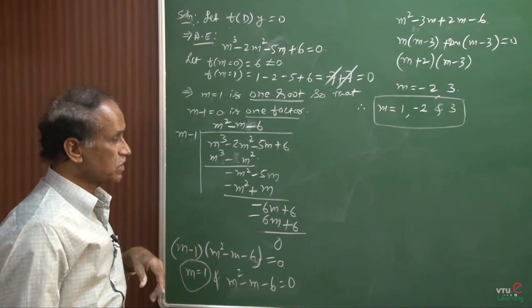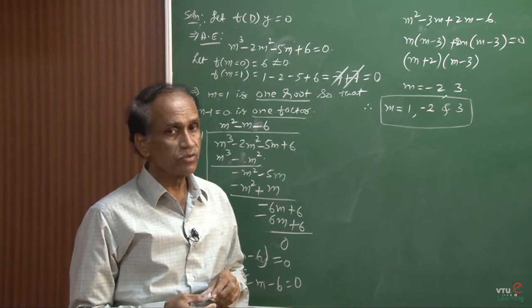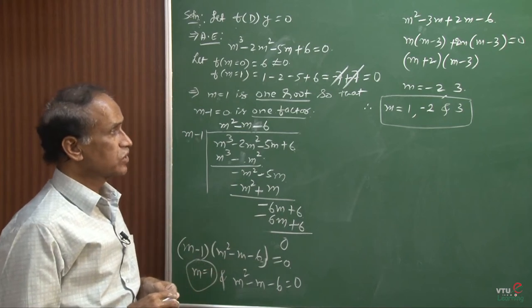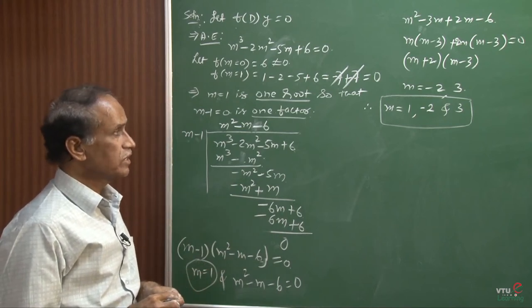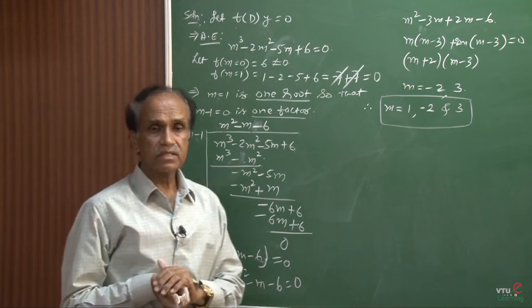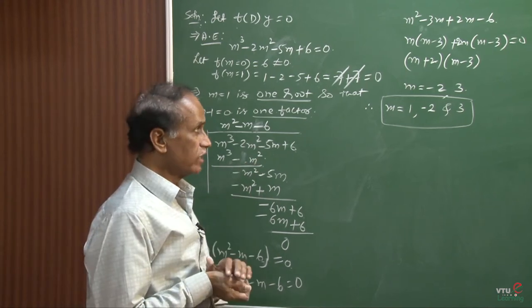What kind of roots are these? Because three types of roots I mentioned. One is roots are real and different, roots are real and repeated, and roots are imaginary. What kind of roots are the existing values for m?